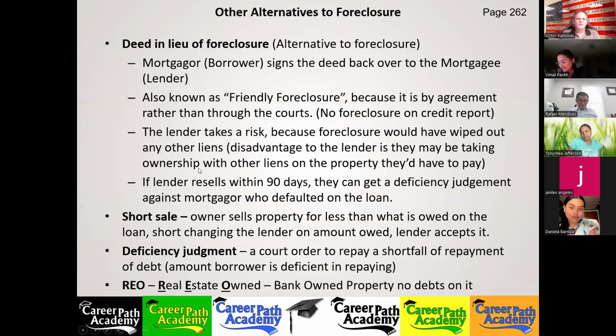All right. So page 262 as well. The next section is deed in lieu. What does deed in lieu mean? Once again, that's not French, it is Latin. And it is an alternative to foreclosure.